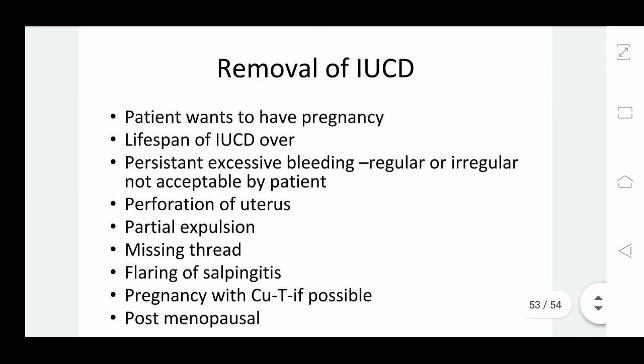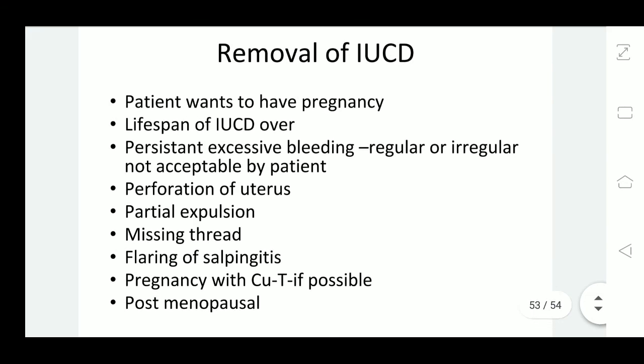What are the indications for removal of an IUCD? Patient wants the IUCD removed because patient may be wanting to have next pregnancy, or maybe the lifespan of the IUCD is completed. Or patient may be having excessive bleeding or irregular bleeding or intermenstrual bleeding, may be spotting, whatever type of abnormal bleeding which is not acceptable by the patient, and she wants to remove it for that purpose. In case of the perforation of the uterus, you have to remove the IUCD.